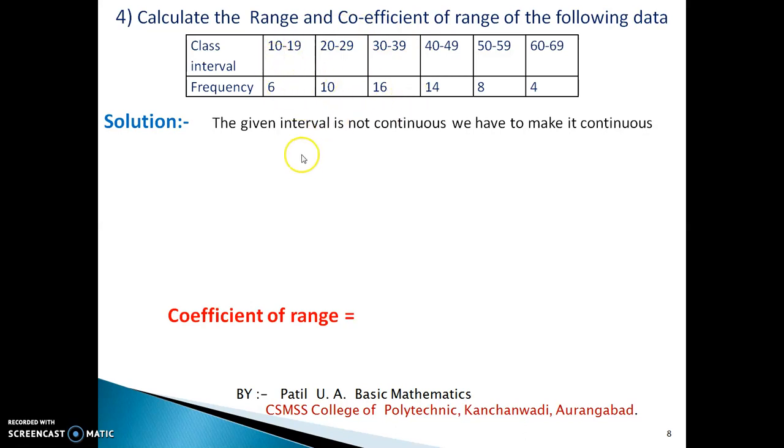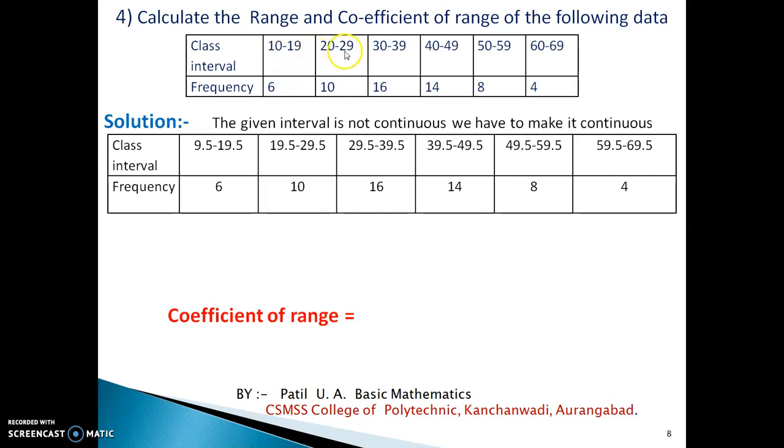Okay. But here we see whether the given data are continuous or not continuous. The given interval is not continuous. We have to make it continuous. Means, is the class interval given to you continuous? No, it is not. How do we find out? It is 10 to 19, then 20 to 29, so here a gap of 1 comes. That's why it is called a discontinuous interval. Now we make the continuous interval. How to make the continuous interval?